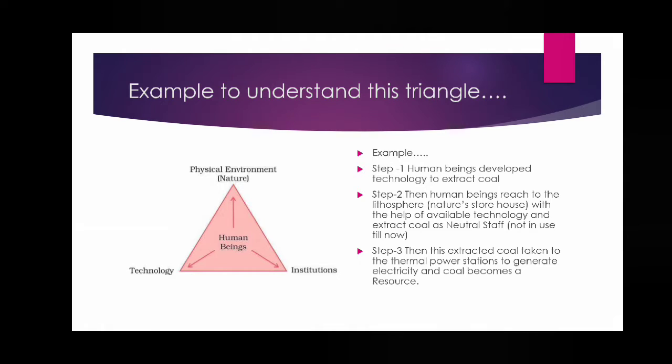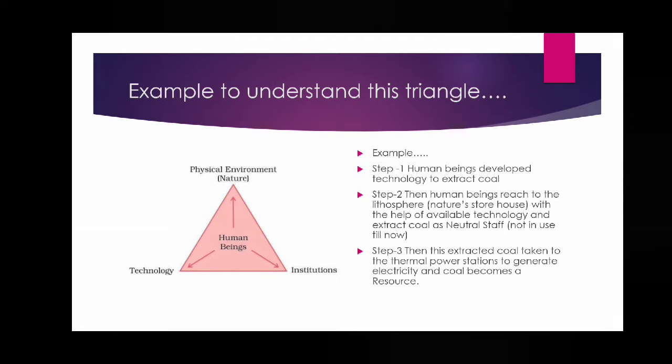After the extraction of the coal with the help of technology, human beings take the coal to which place? Institutions. In this institution, like a thermal power station, we burn the coal and get electricity, and this electricity fulfils our needs. Then this coal is called what? Resource. Take a look. Again I am telling you, human beings develop technology. What type of technology? How to extract the coal.